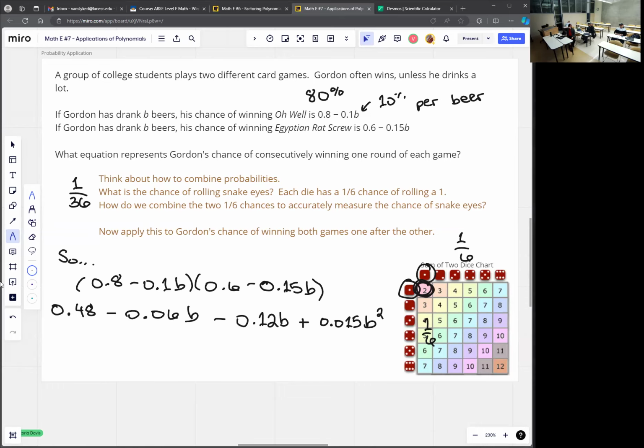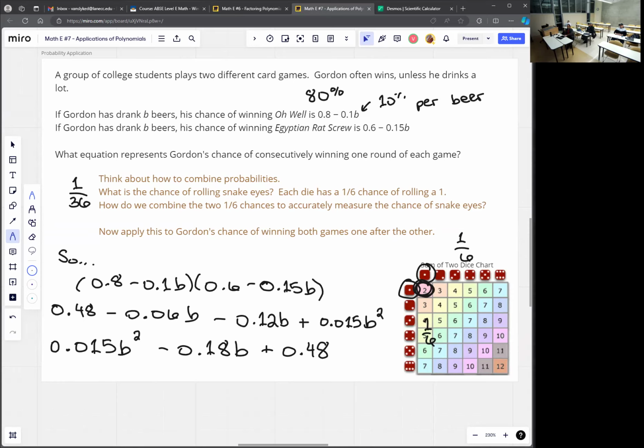Everyone okay with my FOILing then? Again, the middle terms are plain B's, so I can combine them. And I also want to follow tradition and put this B squared term first. So I have 0.15b squared minus 0.18b plus 0.48. So you could plug in b is 0, 1, 2, 3, or 4 and see the chance of Gordon winning both games one after the other.